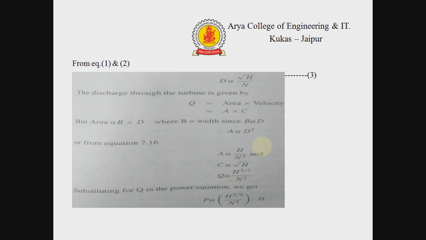Substituting for Q in the power equation we get P is proportional to H^(3/2)/N² into H, or P is proportional to H^(5/2)/N². If we remove the proportionality, then we have to introduce a constant. So the equation is P = constant × H^(5/2)/N², as shown in equation 4. Now the constant is called the proportionality constant. According to the definition of specific speed, N = Ns when P = 1 kilowatt and H = 1 meter.